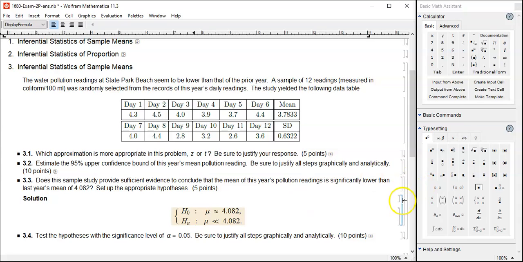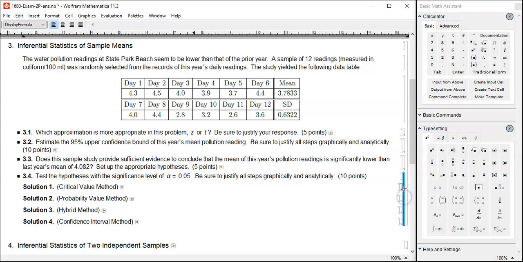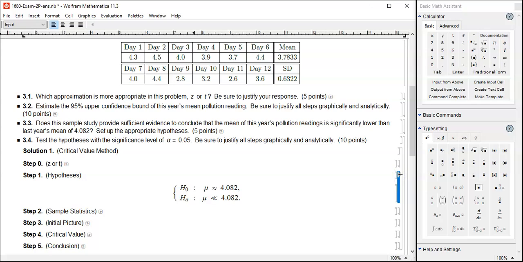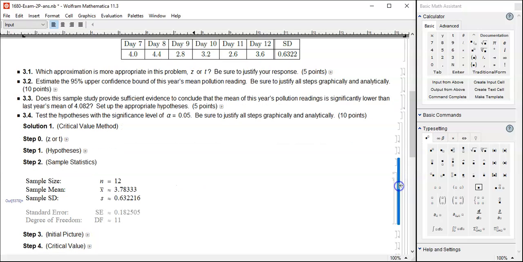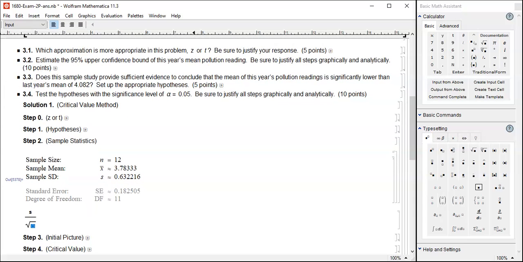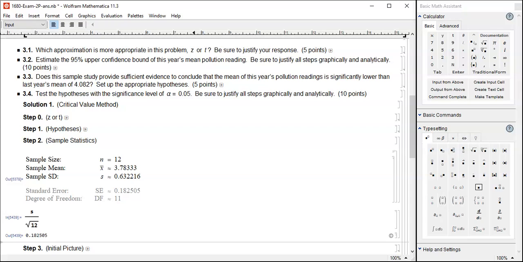All right, let's test it. Let's use the critical value approach. So hypotheses like this, and here's a reminder, sample statistics, n is equal to 12, okay, sample size, so degree of freedom is 11. Sample mean is given like this, sample standard deviation. And then standard error is given by s over square root of 12. And that's, yeah, as you can see here.